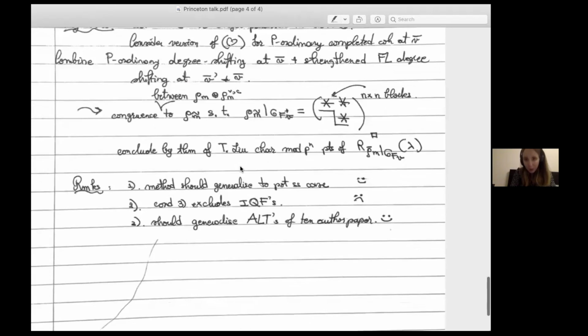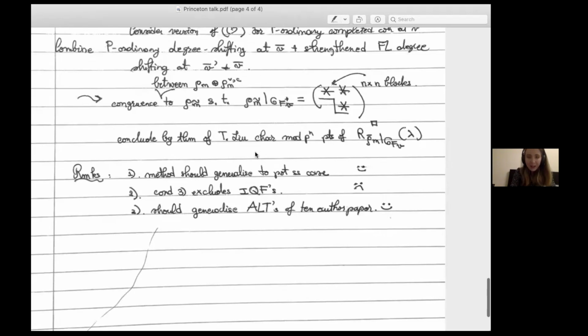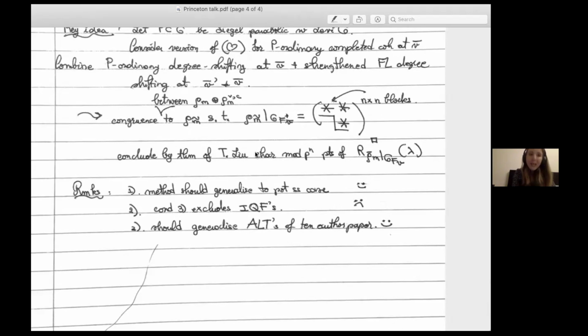And some remarks to end: there are some technical things that we need to implement, but we expect that the method should generalize to cover potentially semistable representations, not just crystalline ones, except that you will never be able to really identify the monodromy operator with this method. But up to that, you should be able to understand the Weil representation of the Weil group.